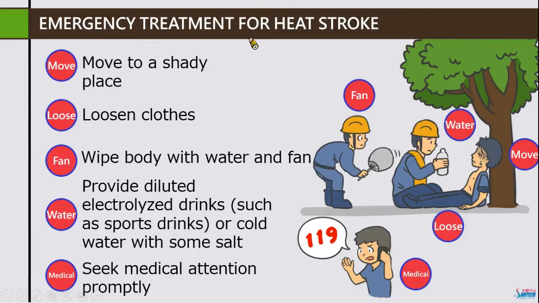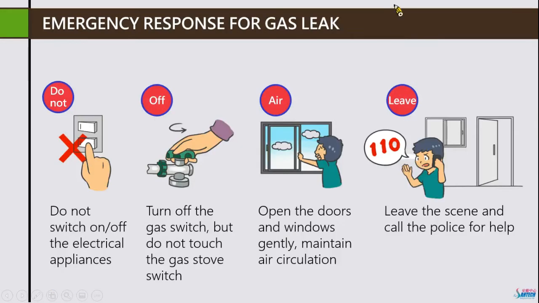Emergency treatment for heat stroke. Move to a shady place. Loosen clothes. Wipe the body with water and fan. Provide a diluted electrolyte drink such as a sports drink or cold water with some salt. Seek medical attention promptly.